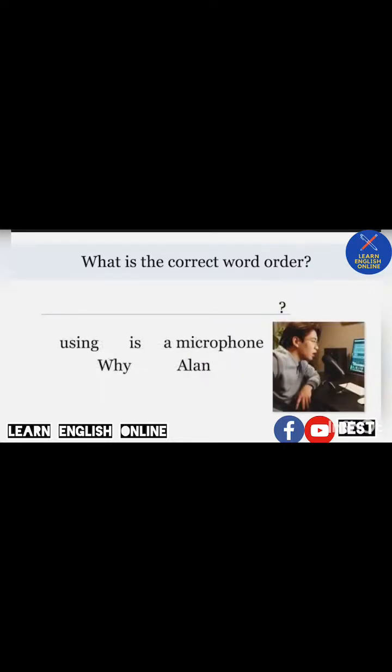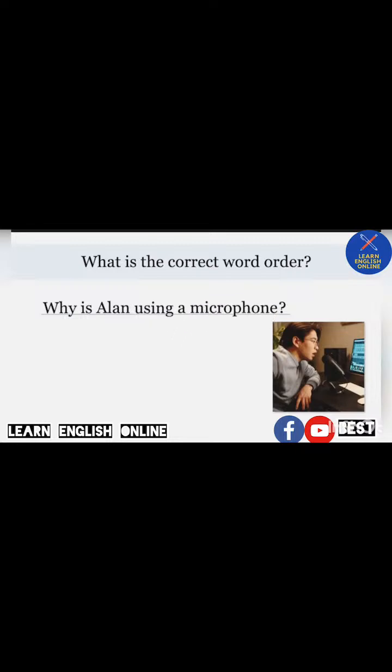What is the correct word order here? Why is Alan using a microphone? Why is Alan using a microphone? He is recording a new episode of his podcast.